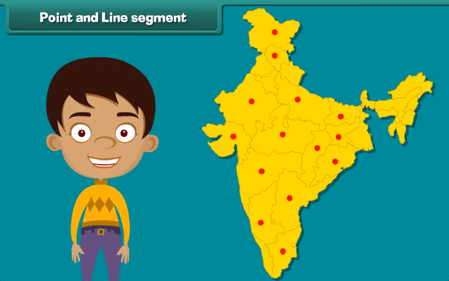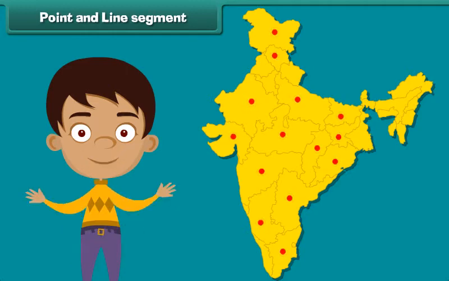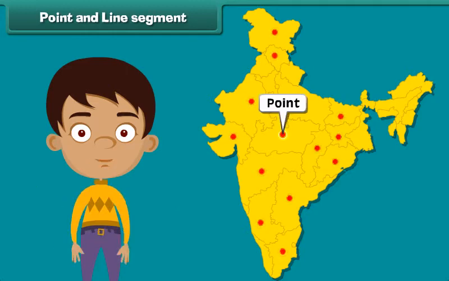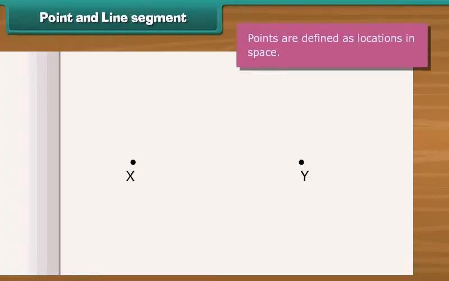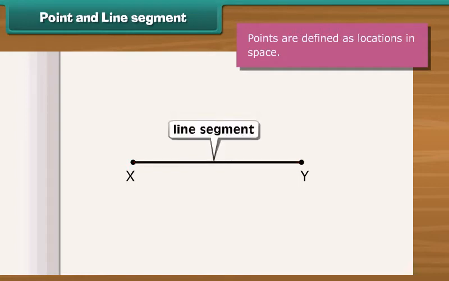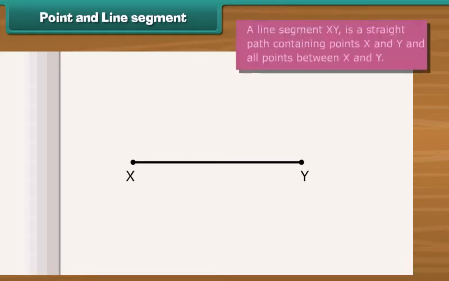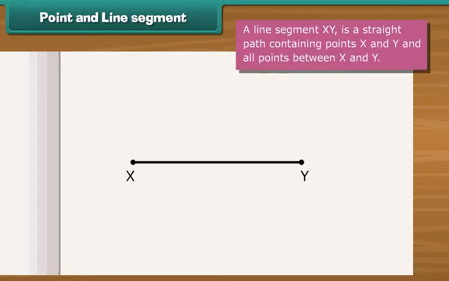Look at this Indian map. We see that the cities are represented by dots. These are called points. In geometry, points are defined as locations in space. They tell about the position of objects. What if the 2 points are connected? We will get a line segment. A line segment XY is a straight path containing points X and Y and all points between X and Y.